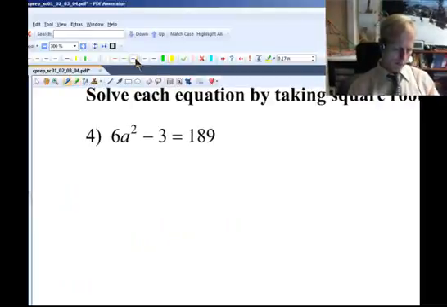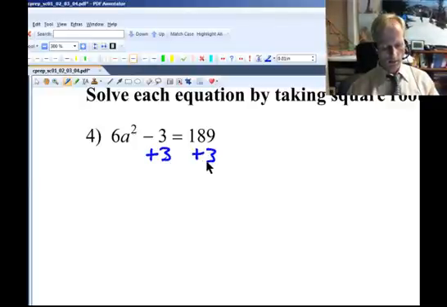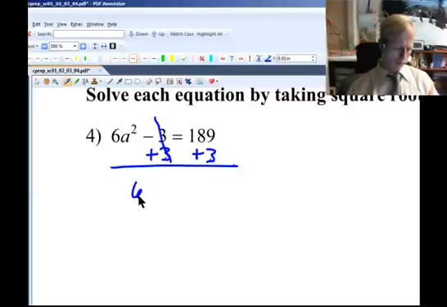Alright, and then finally I have a problem here where I'm asked to solve a quadratic equation by taking square roots. So unlike solving by factoring, when you're solving by taking square roots, you need to isolate the squared term on the left side of the equation. So let me do that.